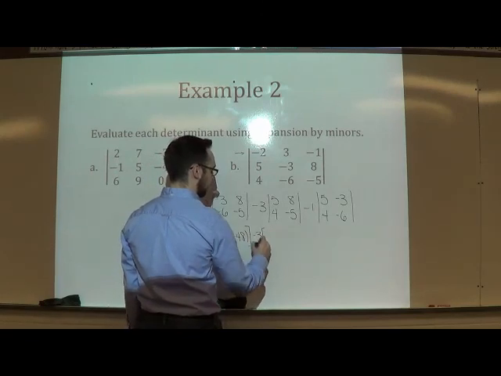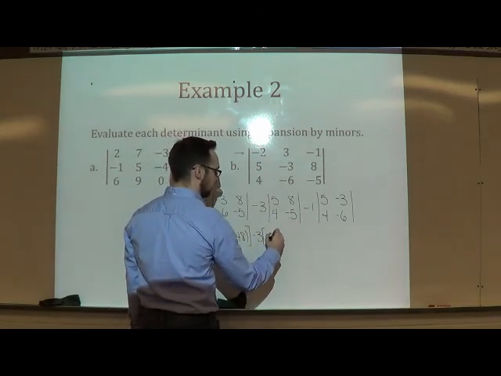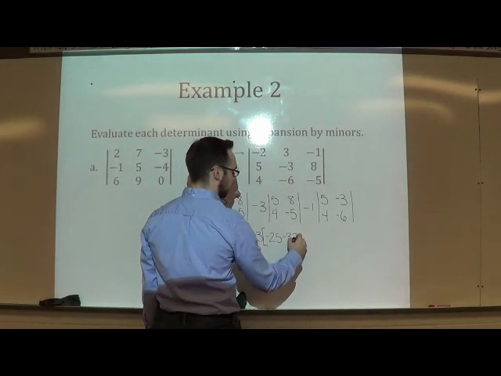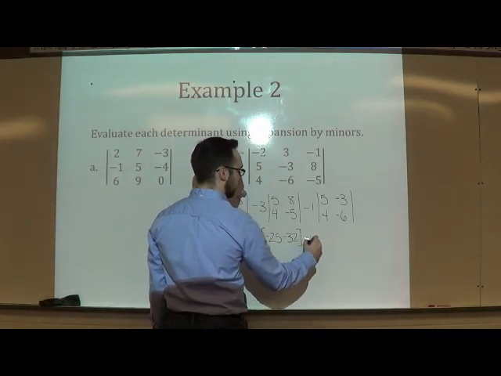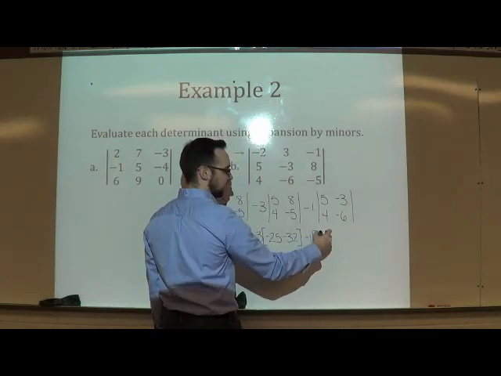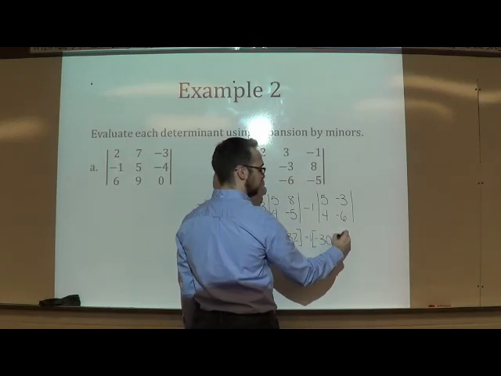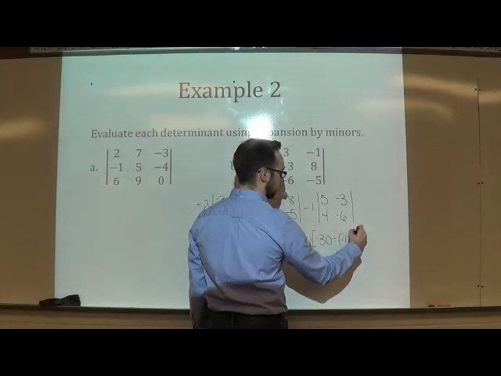Then we have negative 3. We'll have 5 times negative 5 is a negative 25. 4 times 8, minus 32. Minus 1 times 5 times negative 6 is a negative 30. Minus negative 3 times 4 is a negative 12.